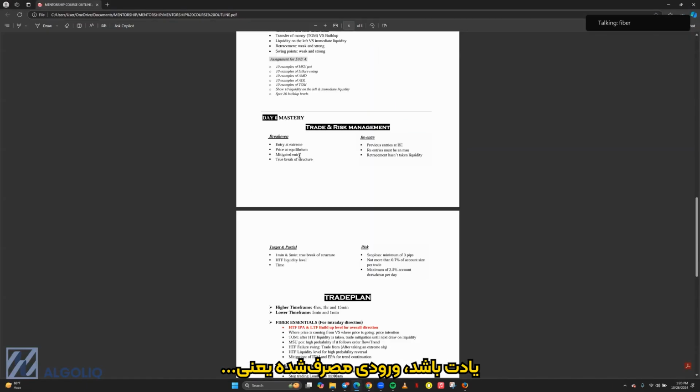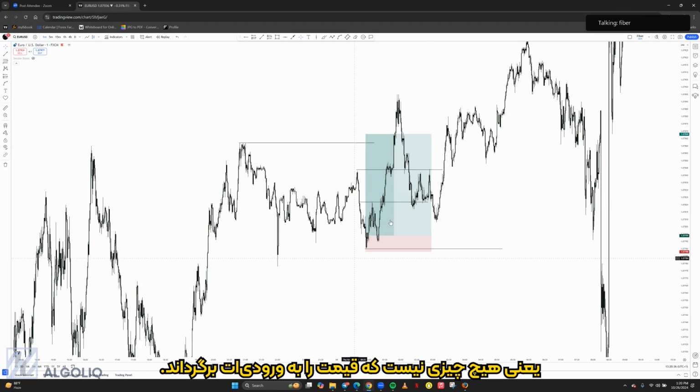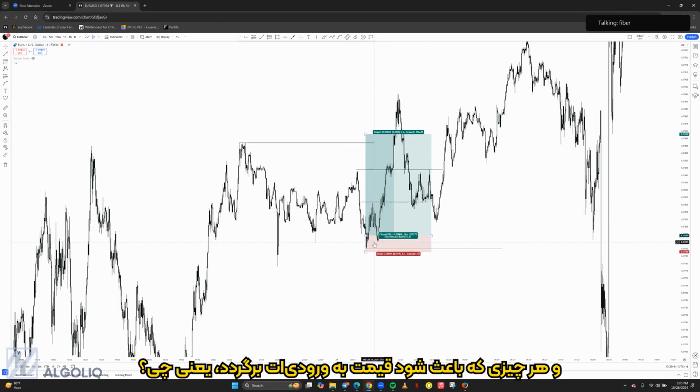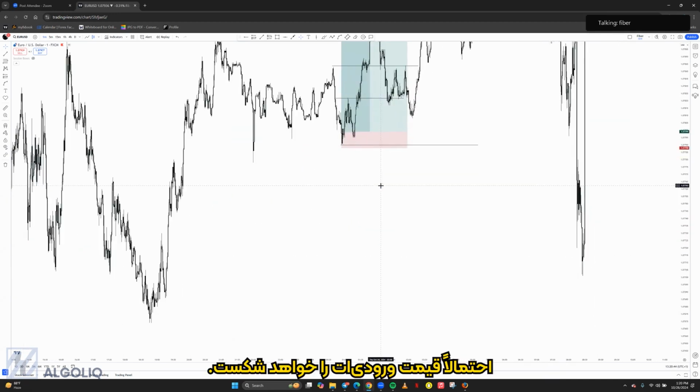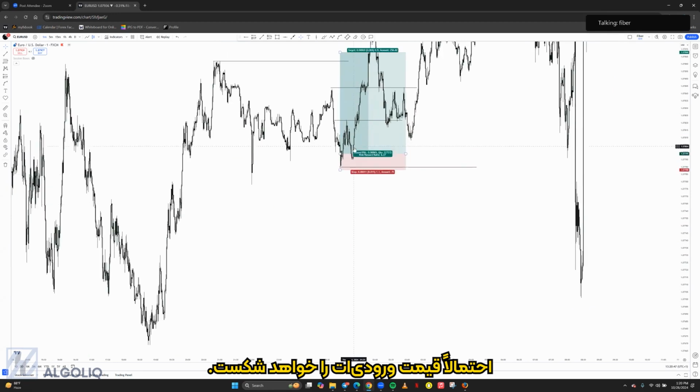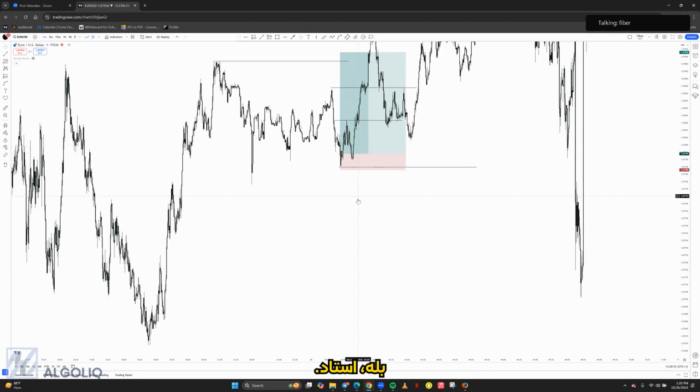Remember, a mitigated entry means you have your entry fully mitigated. That means there's nothing that is bringing price back to your entry. And anything that's going to make price come back to your entry means price is likely going to break through your entry. All right. So that is the third one.